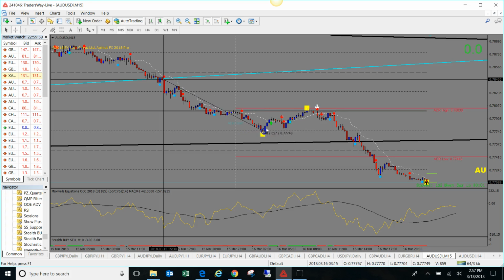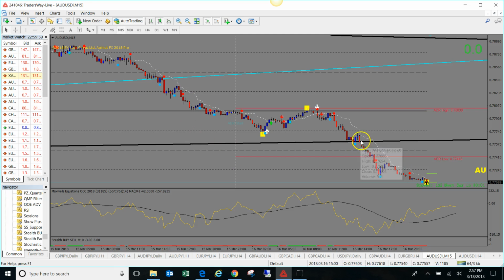You probably would have got out with this pullback signal from the AgMed. But you could have taken it down to the daily trend line for 78 pips, almost 80 pips. All right, and so that would have been a good entry.